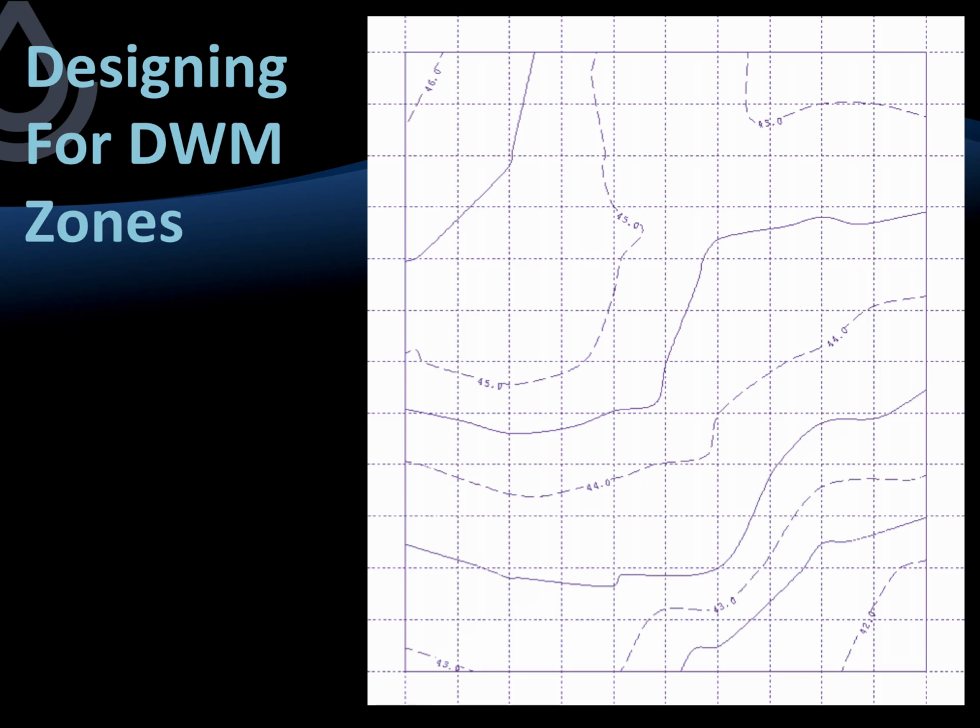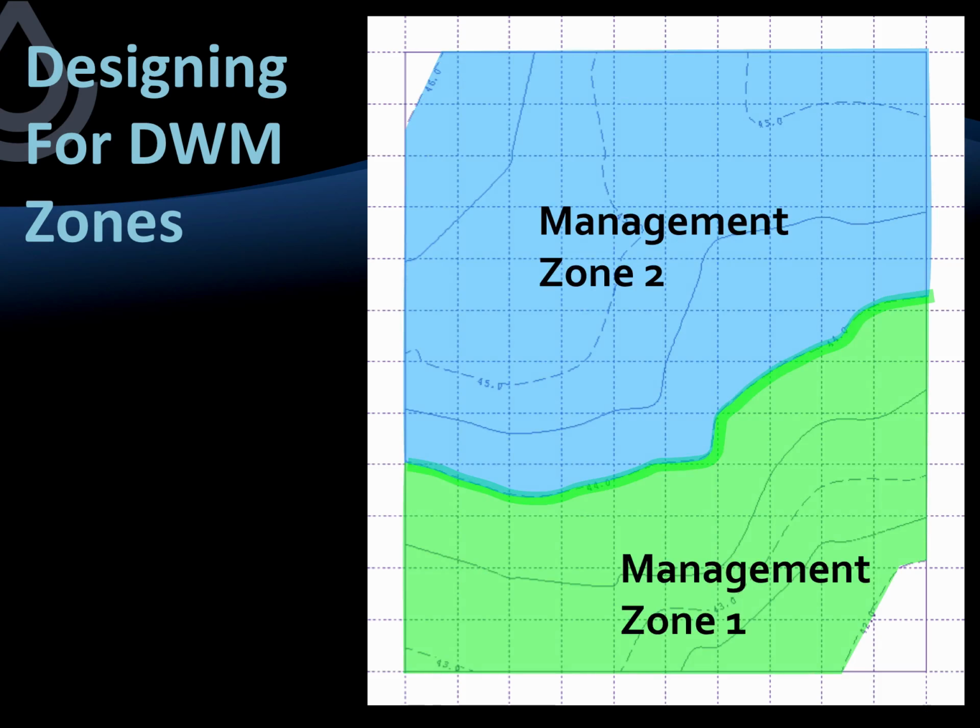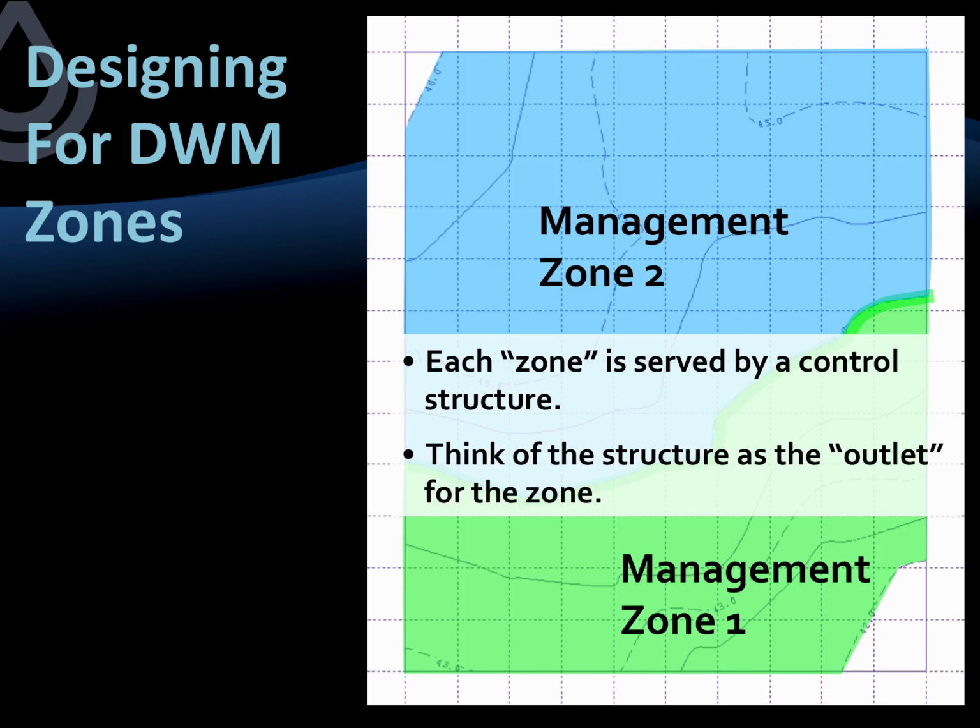But if we were to take this and split it into a couple of zones, and I'm going to split it here on the 44-foot contour line. So I'm going to divide it into two zones, each with an elevation interval of 2 feet. And those are shown here in green and blue, and call these two different drainage water management zones. So every zone, as I mentioned, is served by its own control structure, and we can think about these structures as being the outlet for that zone.